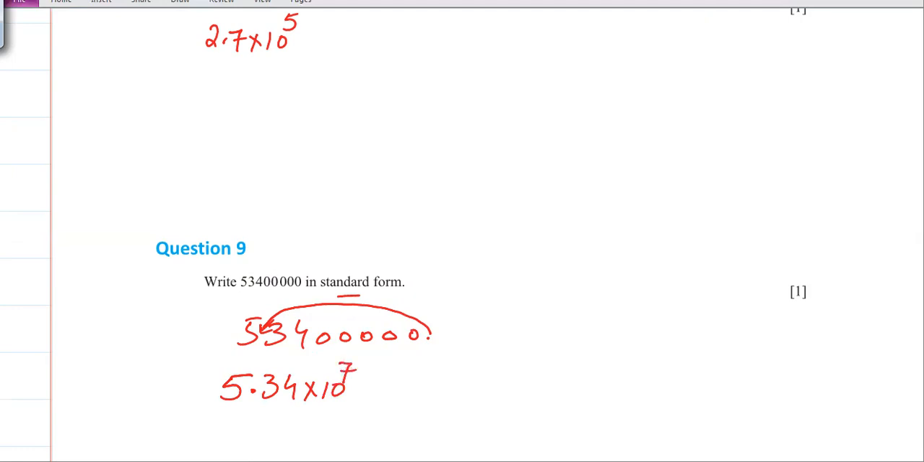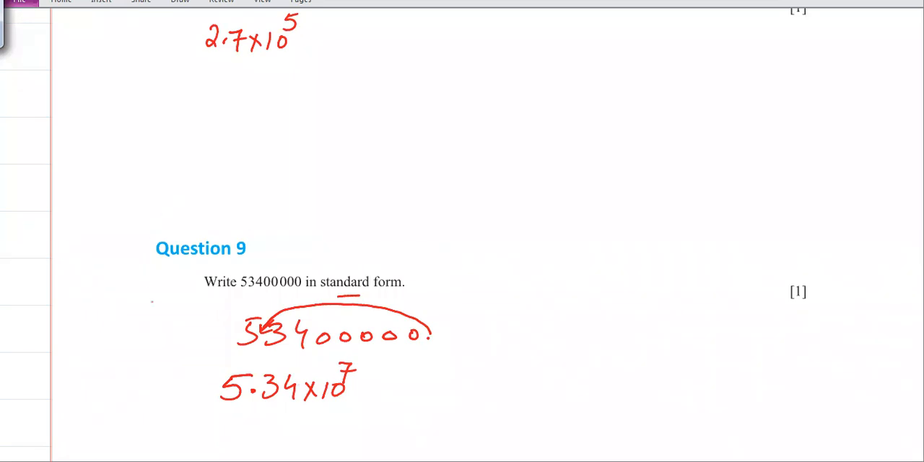10 to the power... Sir, do zeros also count? Yes, zeros will count for shifting. We don't write them if they are at the end, but they will be counted, because for a whole number, at the end they have value. Sir, but zeros don't have any value, so why are you taking them?